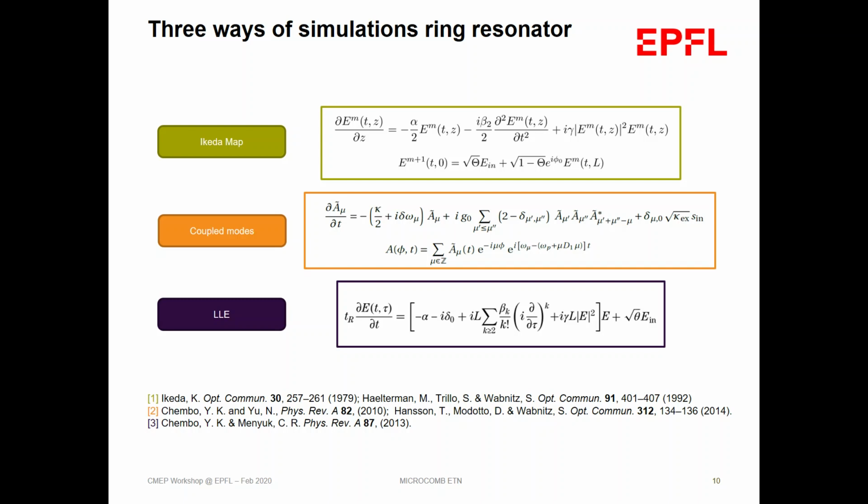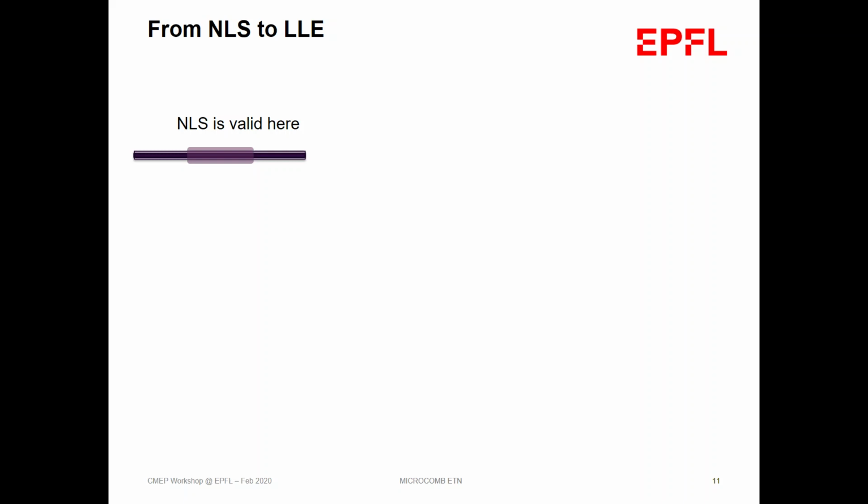So let's go ahead. This morning you got a waveguide, you launched some light inside, and you saw how it actually propagates, what the interplay is between nonlinear and dispersive terms, how it works, what is going on. In a very simple case, the nonlinear Schrodinger equation is valid in this waveguide, when you have low power, for example.